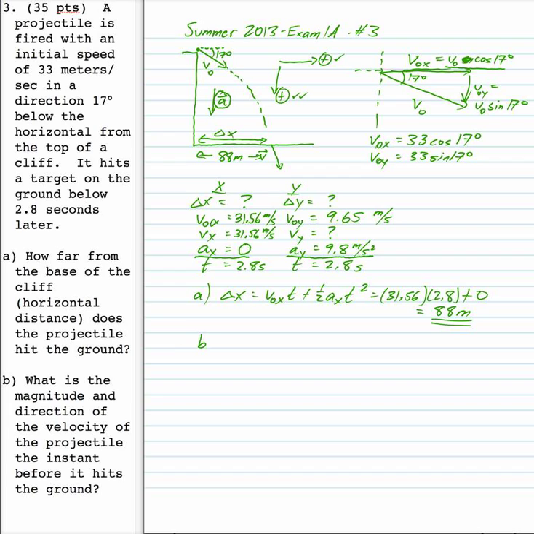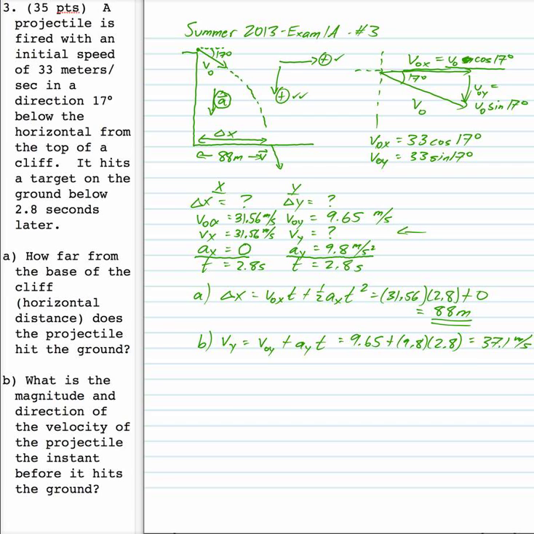Right, part B, we need to find the final velocity. What we need to do is find the x and y components of the final velocity, so we need to find that Vy. So I'll use the equation that doesn't have delta y in it. That's Vy is equal to V0y plus a t. It's going to be 9.65 plus 9.8 times 2.8, which is 37.1 meters per second.